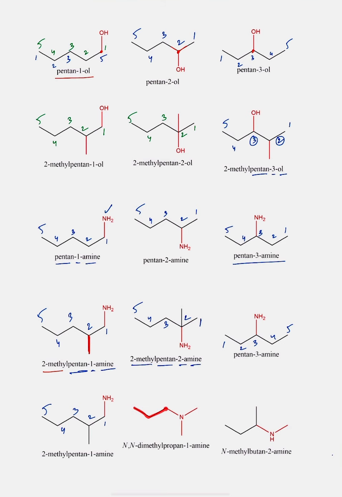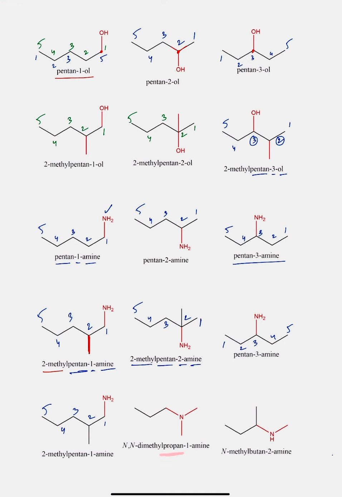So it has 3 carbons, whereas this side has 1 carbon and this side also has 1 carbon. So that is not considered the longest chain, that is considered a substituent. That's why I have drawn that in red. So this is 1, 2, 3 carbon. That's why the main name is propane, because it has 3 carbons.